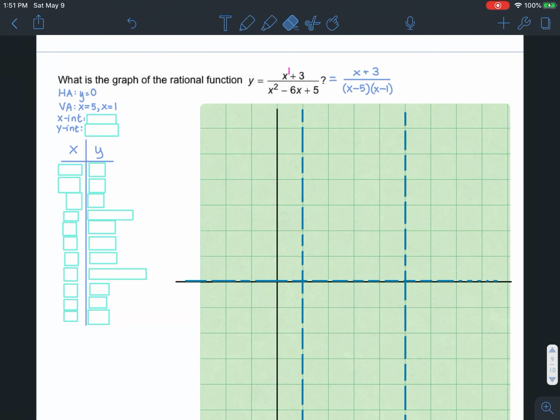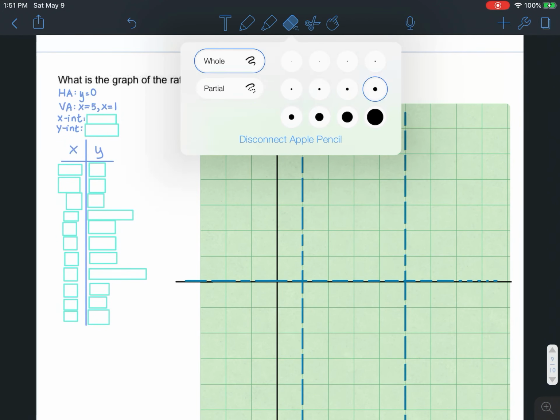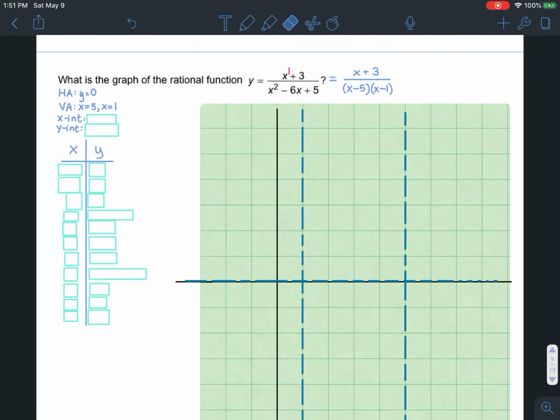X-intercept. Take the top and set it equal to 0. If you have a simplified version, use that. So what would make the top be 0? -3. So I know I have a point at -3, 0. I do?